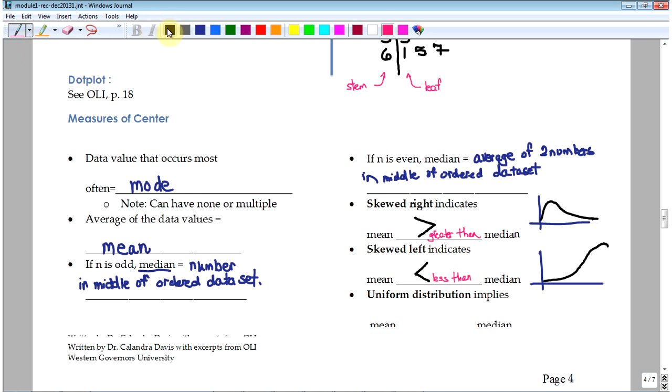Well, if we have something with a uniform distribution, just like the name implies, uniform distribution will imply that the mean and the median are the same. So your data would be something like a flat line, just very consistent all the way across.